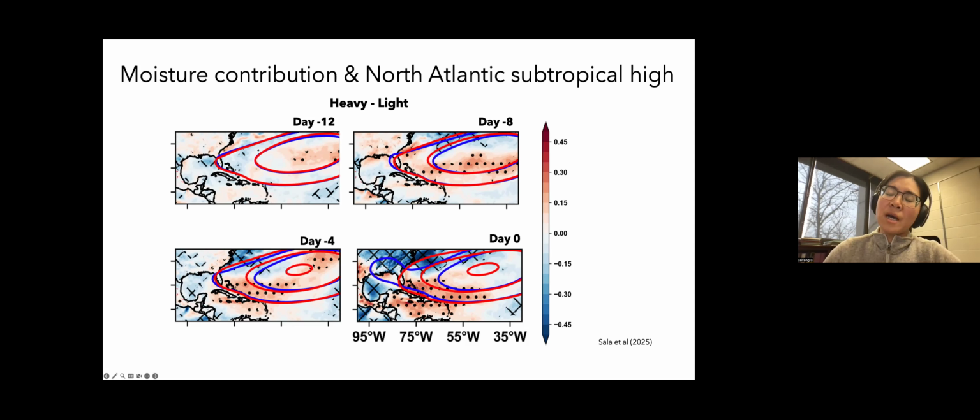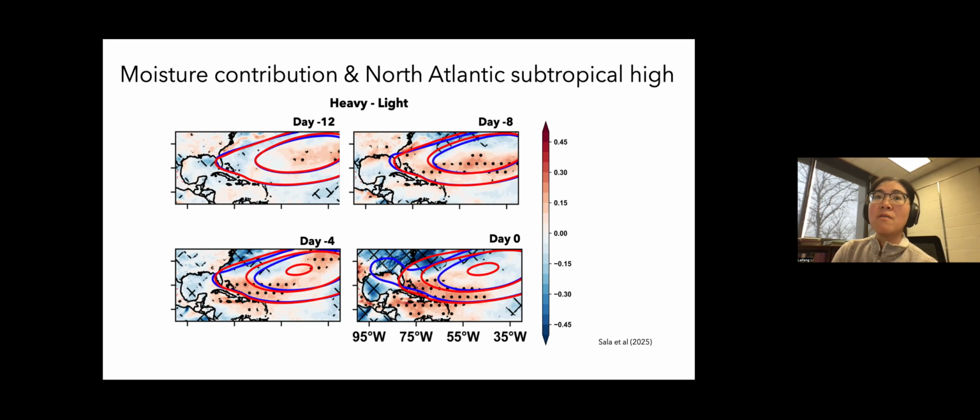So at day 4, as the subtropical high further intensifies, more moisture along its southern and western edge is induced by increased evaporation associated with intensified wind. And that evaporated water from the ocean surface is directed towards the southeastern US. And at day 0, this moisture starts to arrive at the southeastern United States to supply the heavy rainfall events.